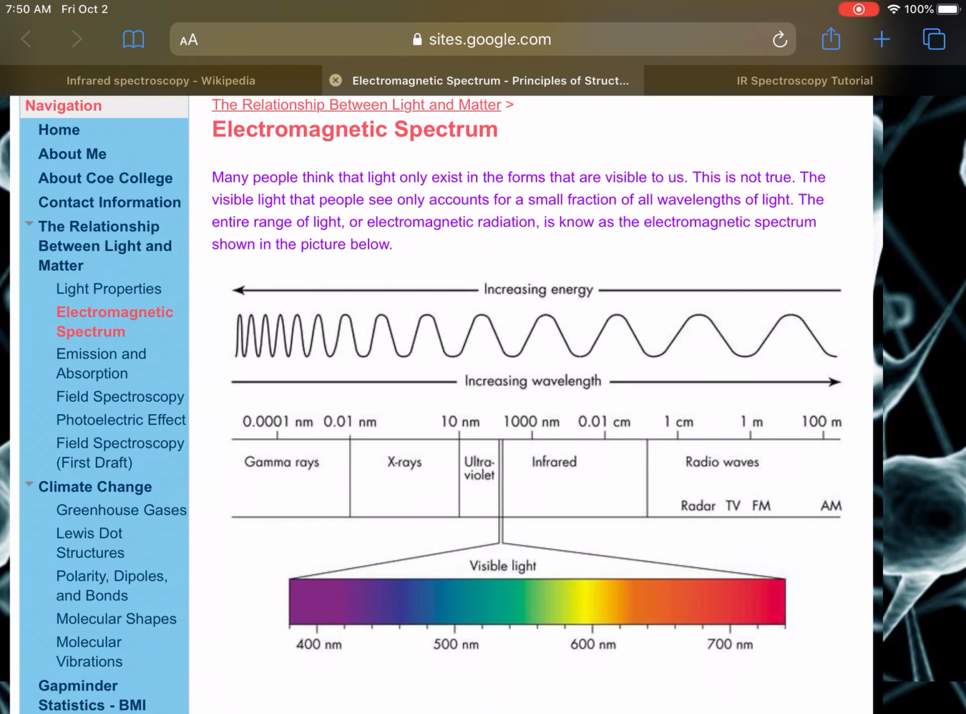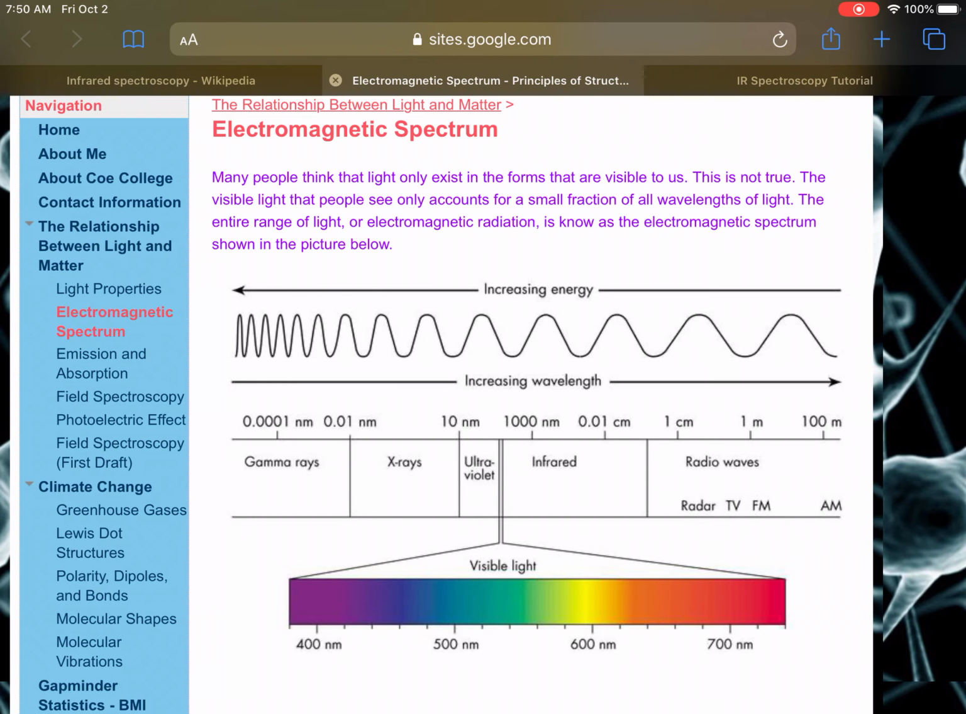In the middle, we have something called visible light. These are the waves of light that we can actually see. And of course, you can see the different colors of the rainbow here. Roy G. Biv. Our human eyes can discern the individual wavelengths within this range to see different colors.